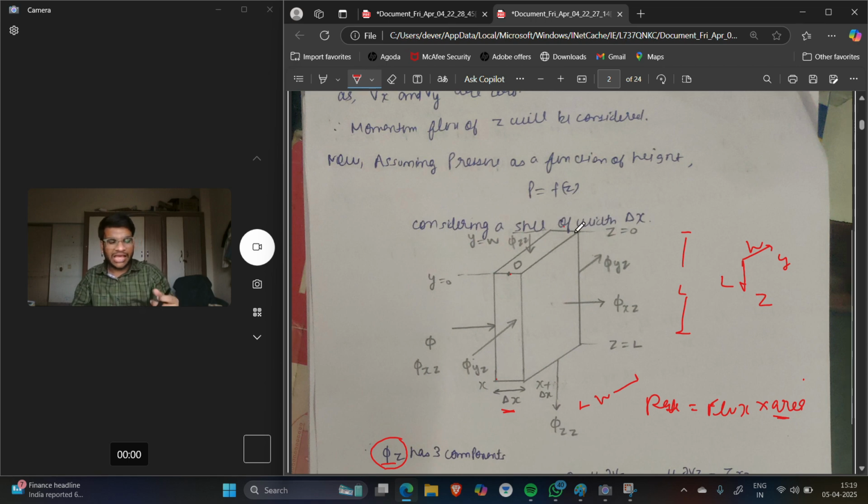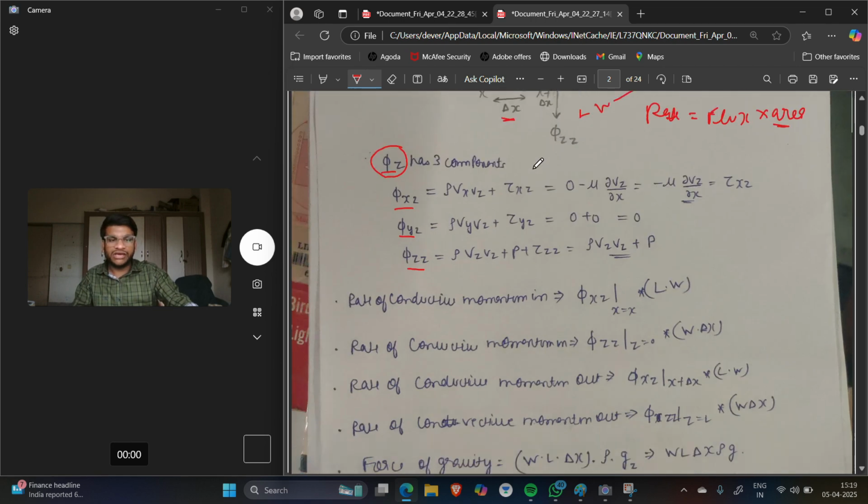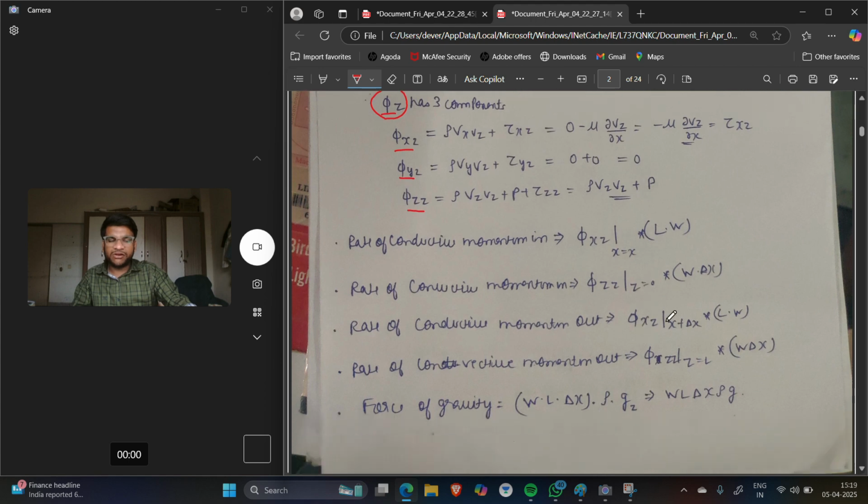I hope you are understanding. This is delta x and this is my W. The direction of the bulk flow is this one. So the area perpendicular to this will be the area corresponding to y and x, which is nothing but W into delta x. So here it is phi zz at z equals 0 times W delta x. Similarly, conductive momentum out and convective momentum out are written.